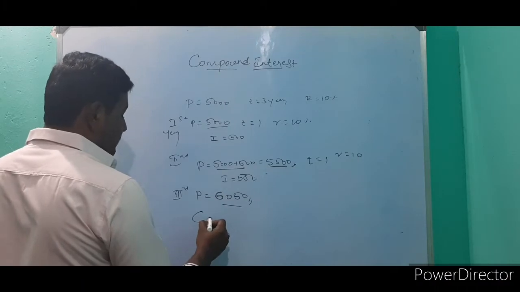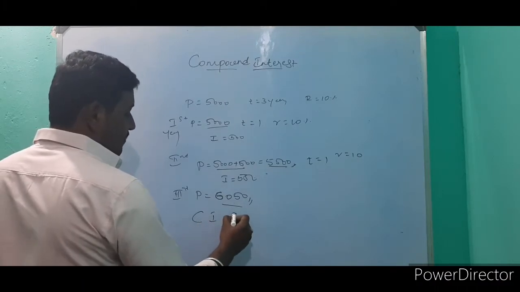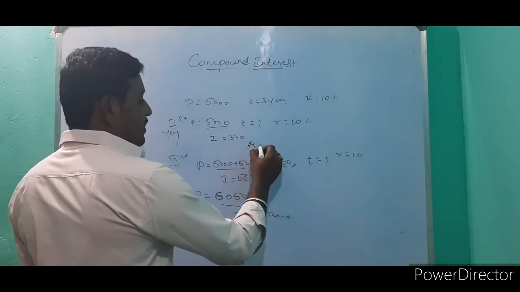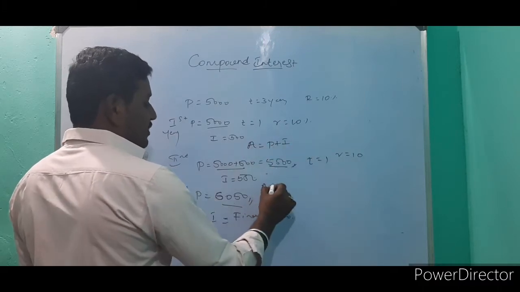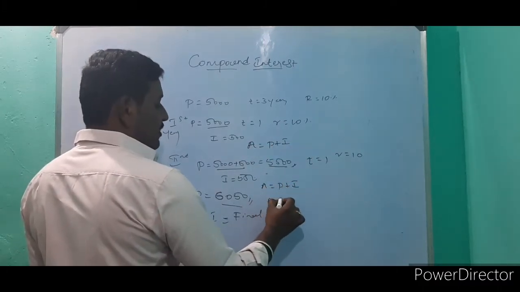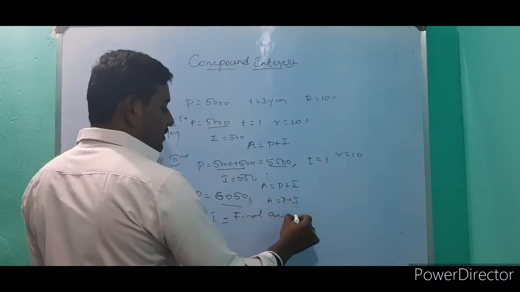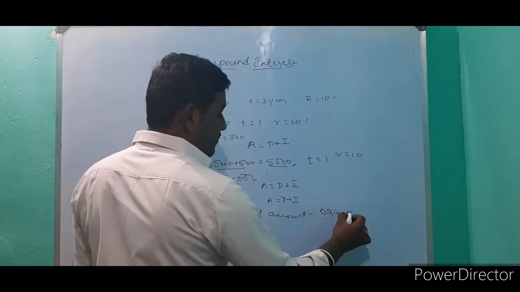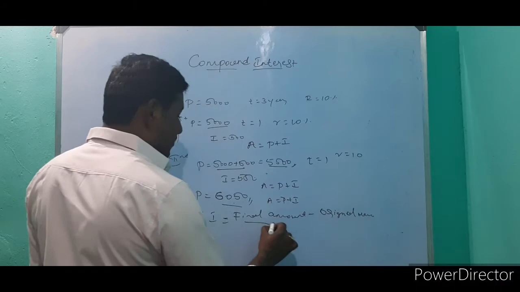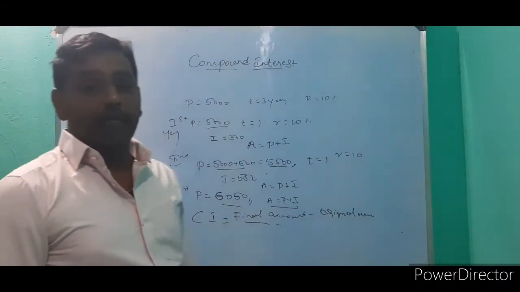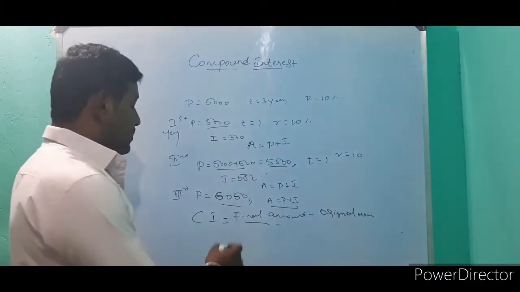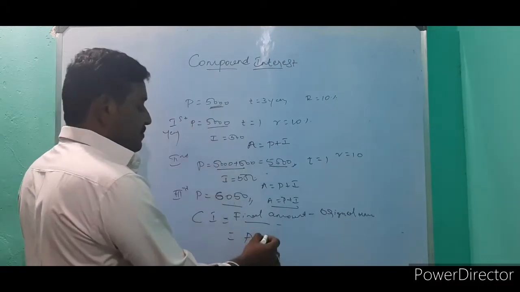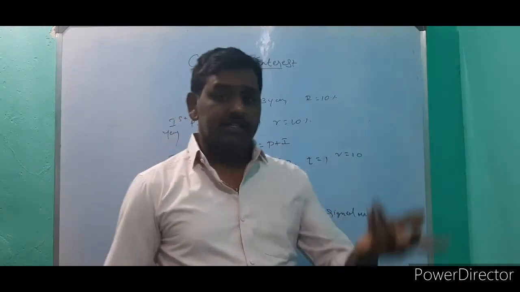Totally, for compound interest, we find A, this is the final amount. You have to find the amount in each case. Amount means principal plus interest. Here also, amount is principal plus interest. Here also, amount for the third year is principal plus interest. Compound interest is the final amount minus the original amount. What is the final amount? That is the last, third year amount. That is called the final amount. The original amount means the principal given in the first year.